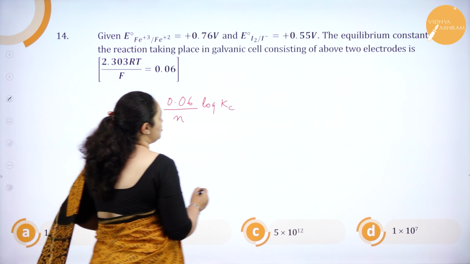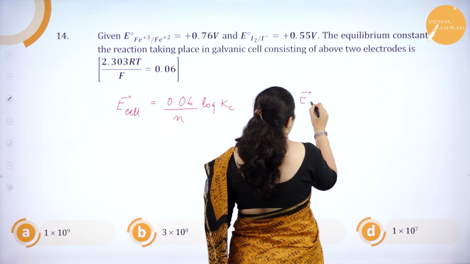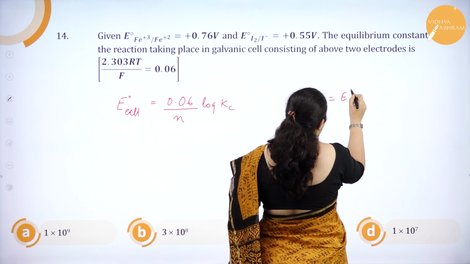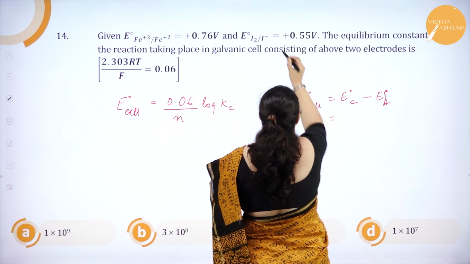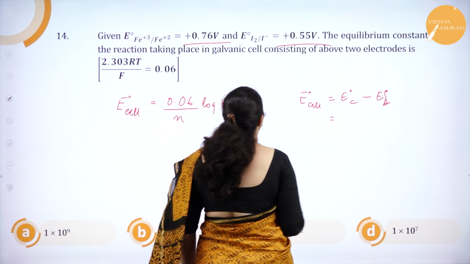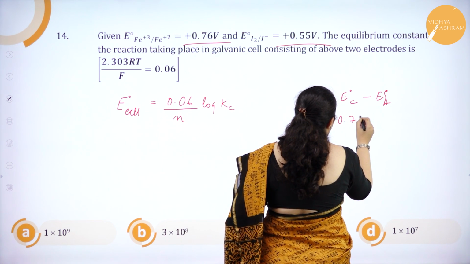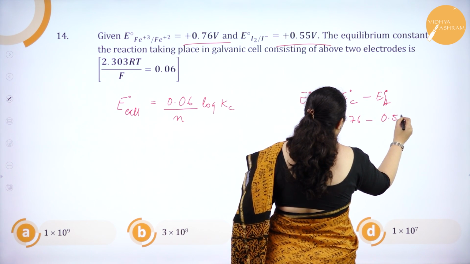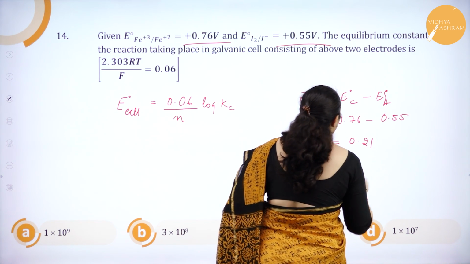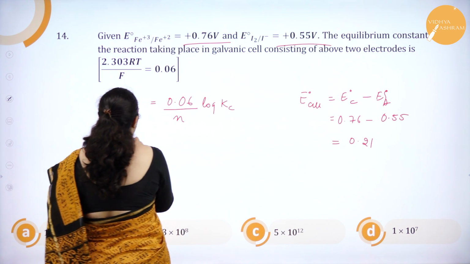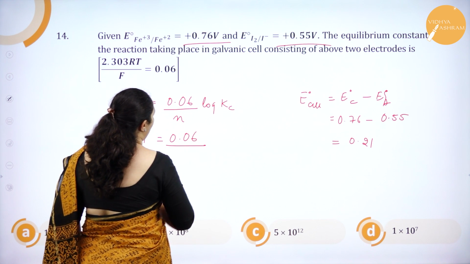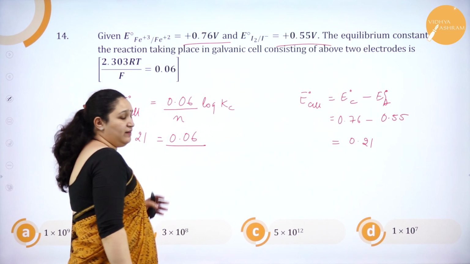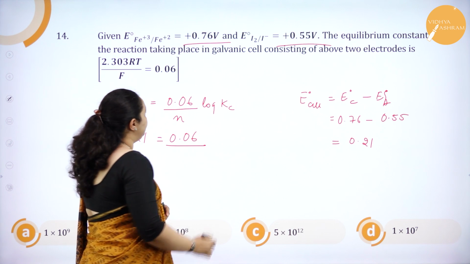So I am supposed to find out E naught of the cell. E naught of the cell is equal to E naught of cathode minus E naught of anode. I have two values, which is the higher value I have to take it as cathode, minus 0.55, 0.21. Just substitute here, it is 0.21 is equal to 0.06. What is N? Now it's really very important to find out what is N.